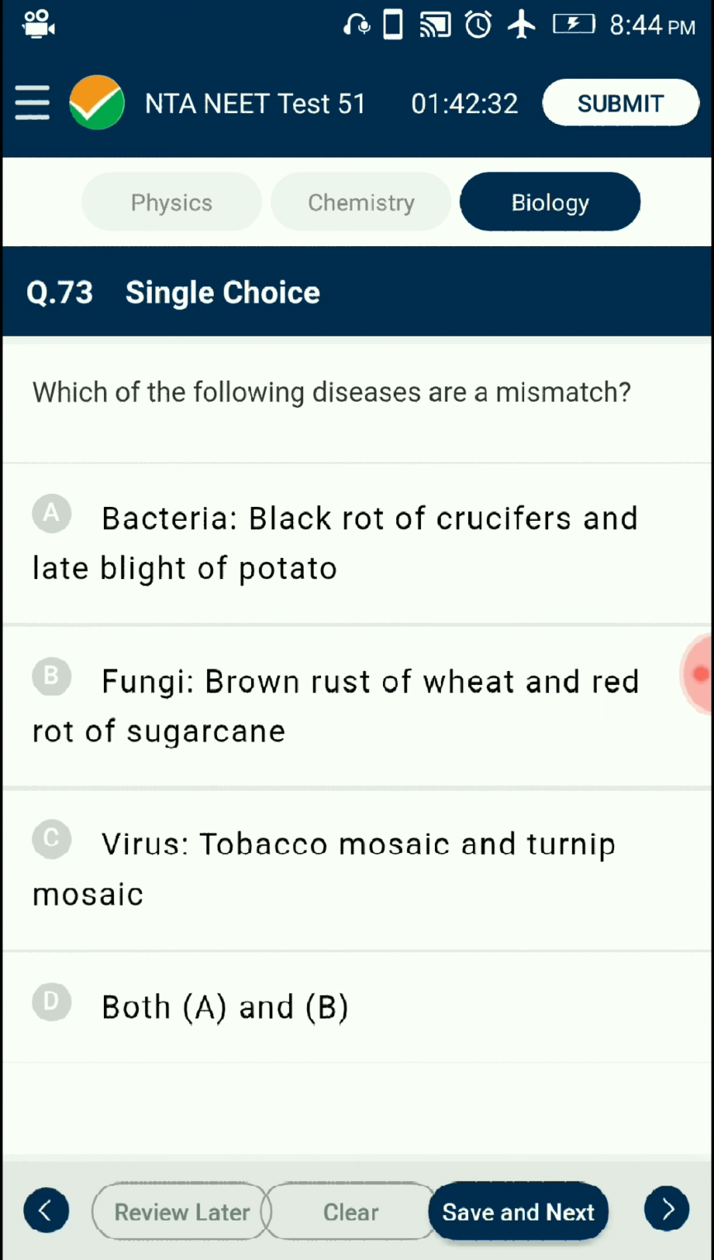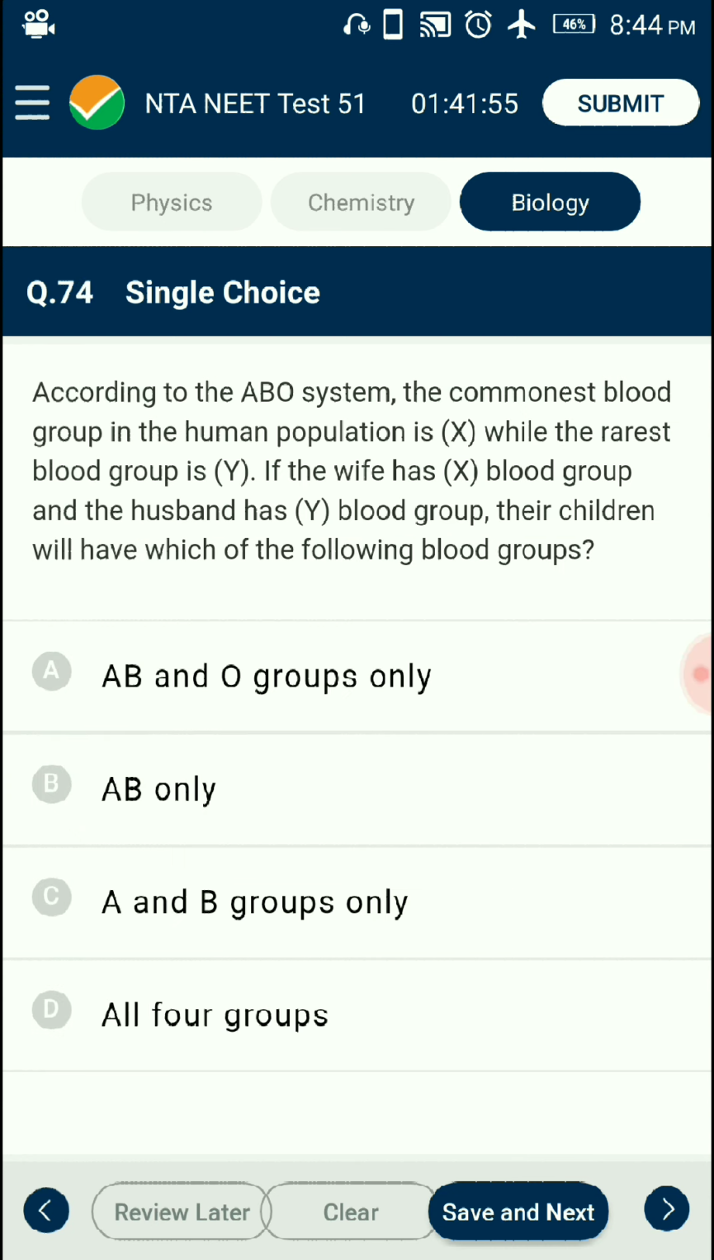Question number 73. Which of the following diseases are a mismatch? Some of the diseases caused by fungi are rust, for example brown rust of wheat, red rot of sugarcane, and late blight of potato; by bacteria, black rot of crucifers; and by viruses, tobacco mosaic, turnip mosaic, etc. So the answer is option A, bacteria, black rot of crucifers and late blight of potato. This is the mismatched one.